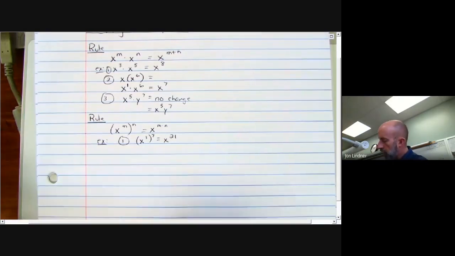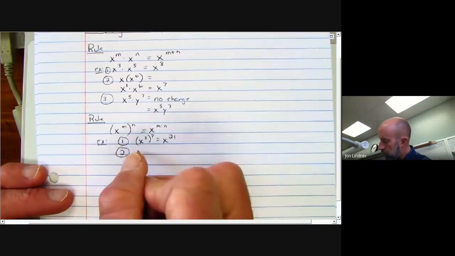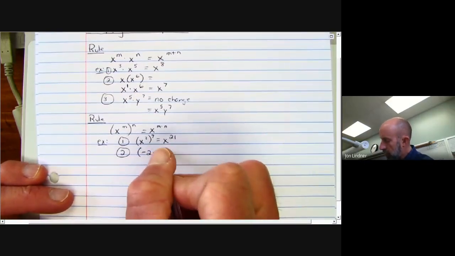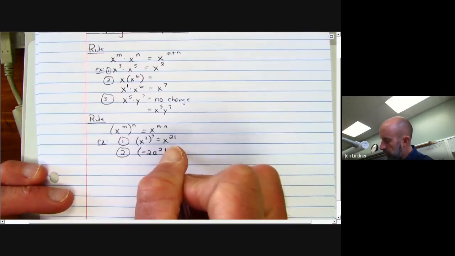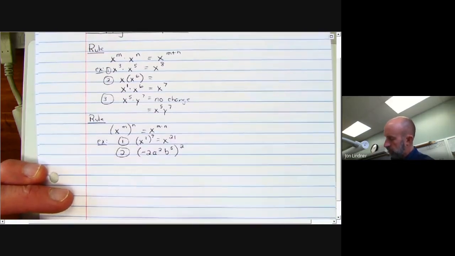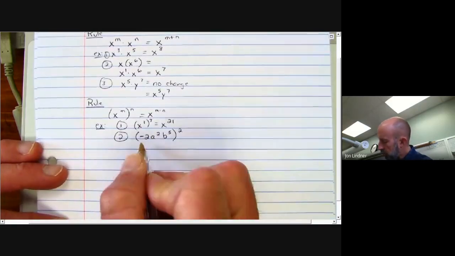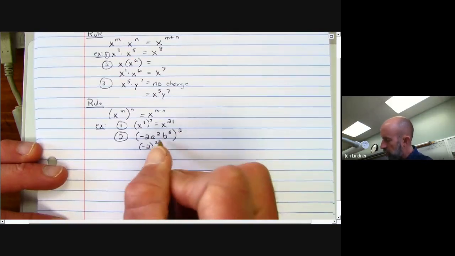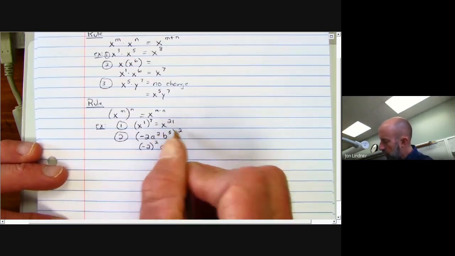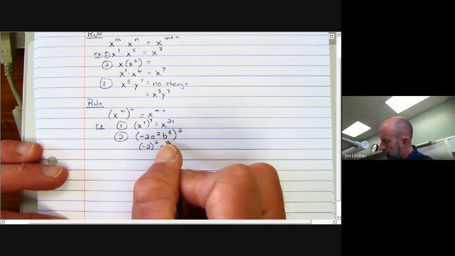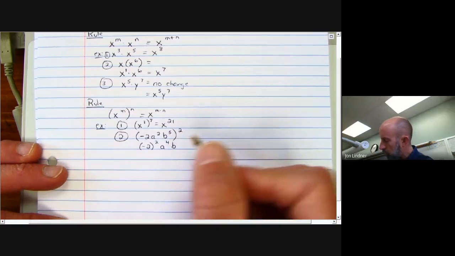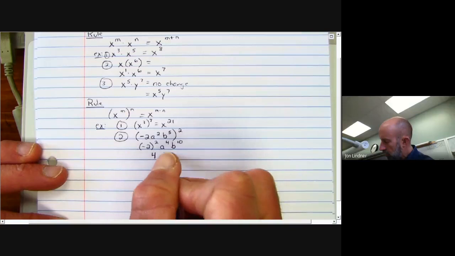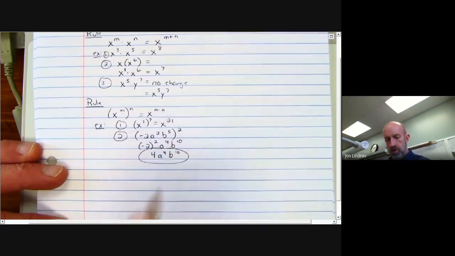But we also have to apply that power to everything that might be multiplied on the inside. Like if I had -2, a to the second, b to the fifth, squared. Well, that squared power has to go to the -2. Notice I'm putting it in parentheses, -2 squared. A to the power to a power I multiply, that's a to the fourth. Power to a power I multiply, that's b to the 10th. -2 squared is 4, a to the fourth, b to the 10th.